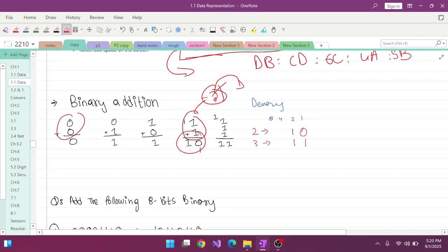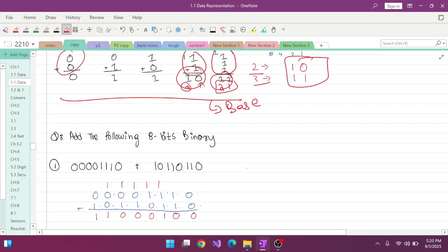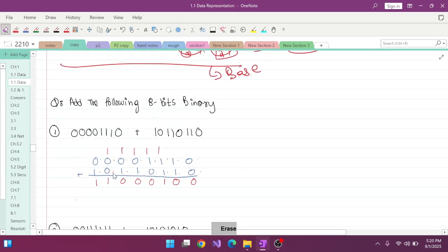How? 1 means off, 2 means on. And when there are three 1s, it is not equal to 3, it is equal to double 1. How? If I convert this 3 into binary, it will be like this. You can see the example here. So this is the whole base of binary addition. The base of binary addition. So I am just giving you an example of how you will add two numbers.